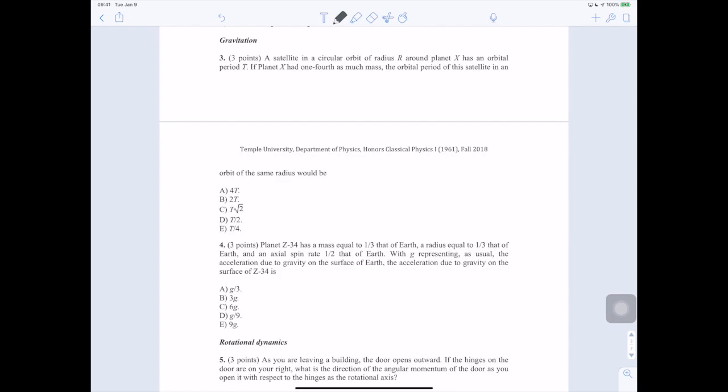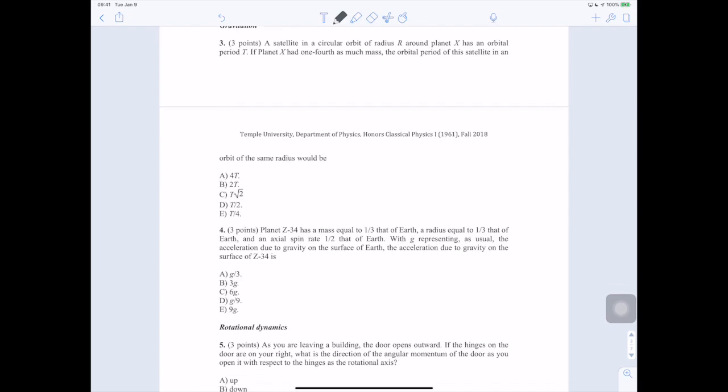If planet X had 1/4 as much mass, the orbital period of this satellite in the orbit of the same radius would be. So now let's write down here the gravitational. So let's start with second Newton law here, and then along the unit vector r direction. So what would we have here?